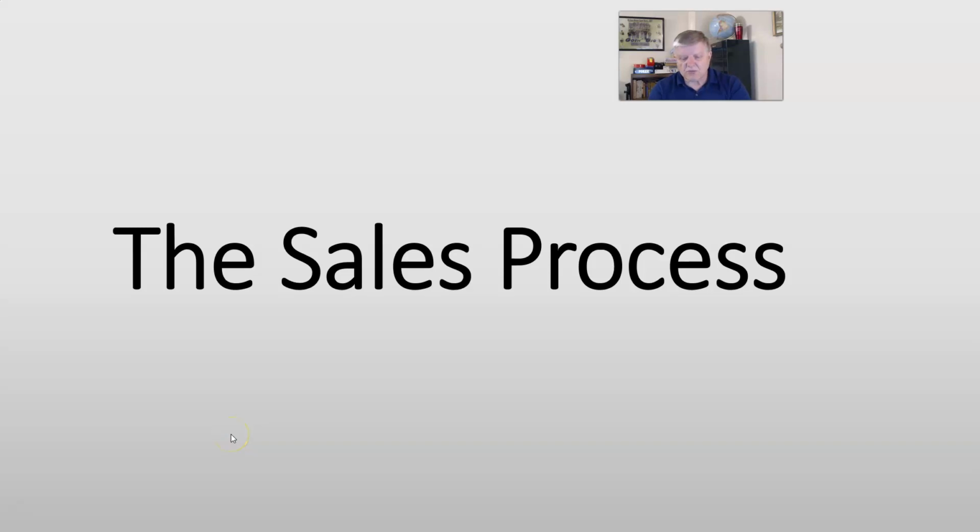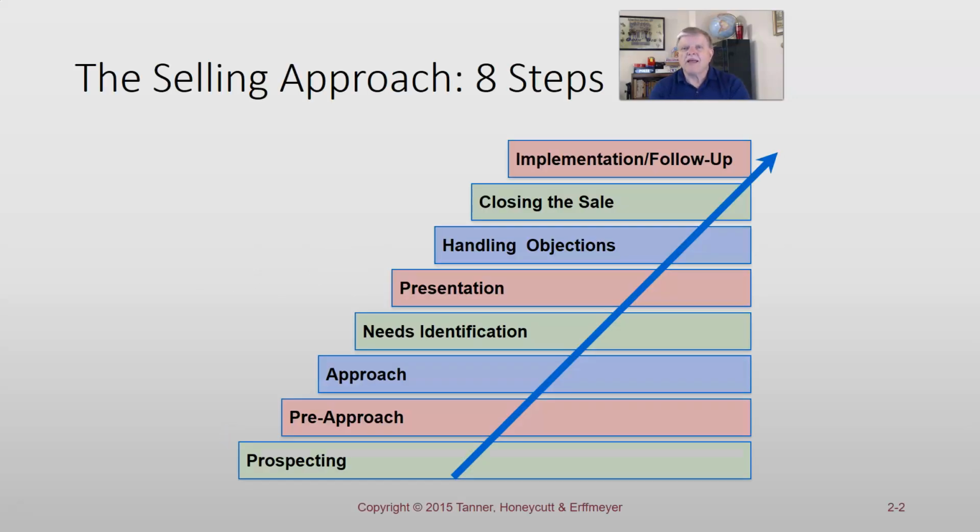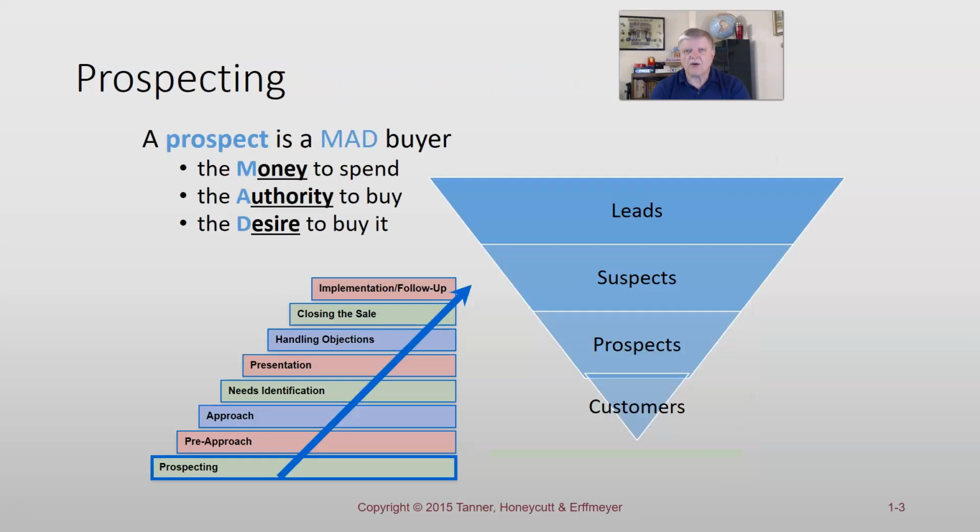So the actual sales process itself consists of 8 steps. We're going to talk about each one of those steps. The first one is prospecting. How do you identify a prospect? Of course we have a chapter on that. You've learned that a good prospect is a MAD buyer. They have the money, the authority, and the desire to buy it.